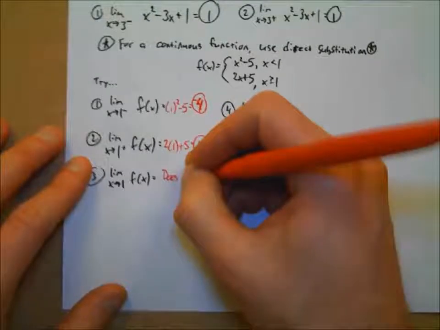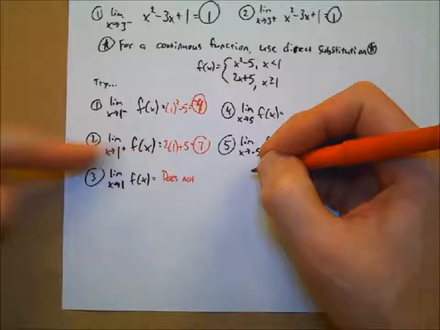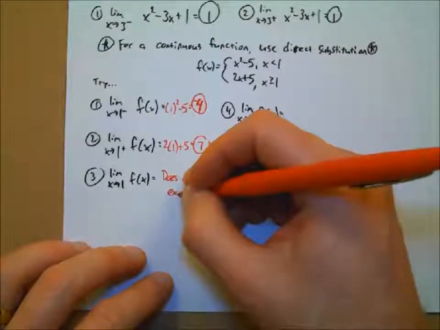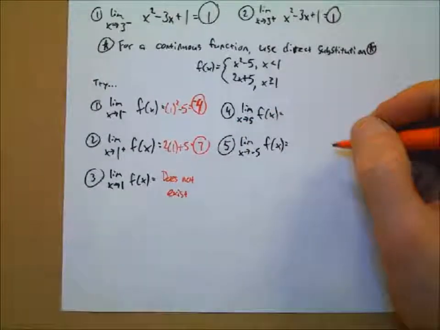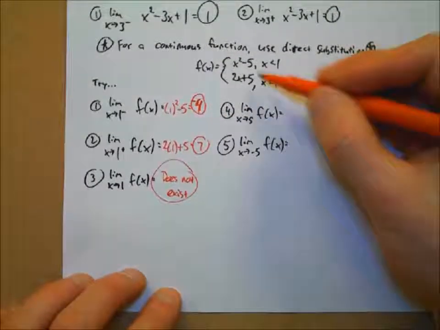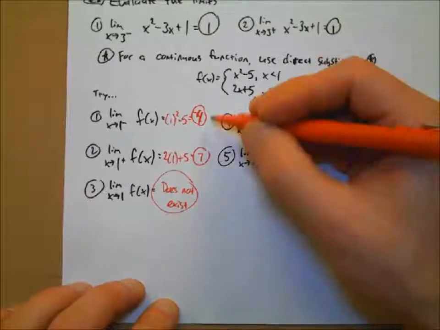The left-hand and right-hand limits do not agree, so the limit does not exist overall. The left-hand and right-hand limits must agree. So at 1, is this piecewise function continuous? No, right? It can't be, because the left-hand and right-hand limits disagree.